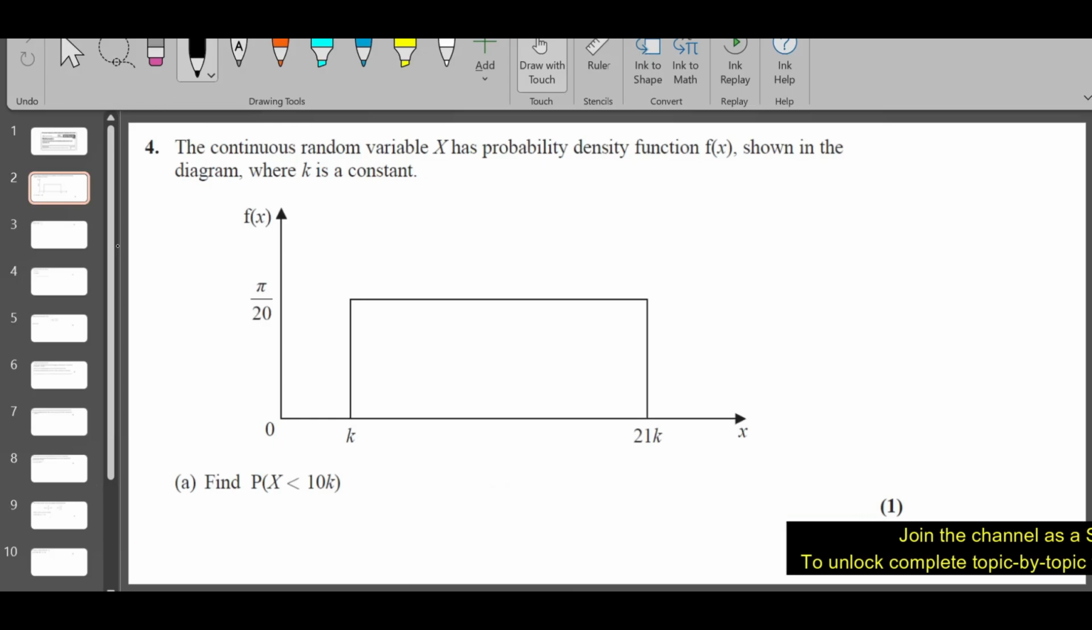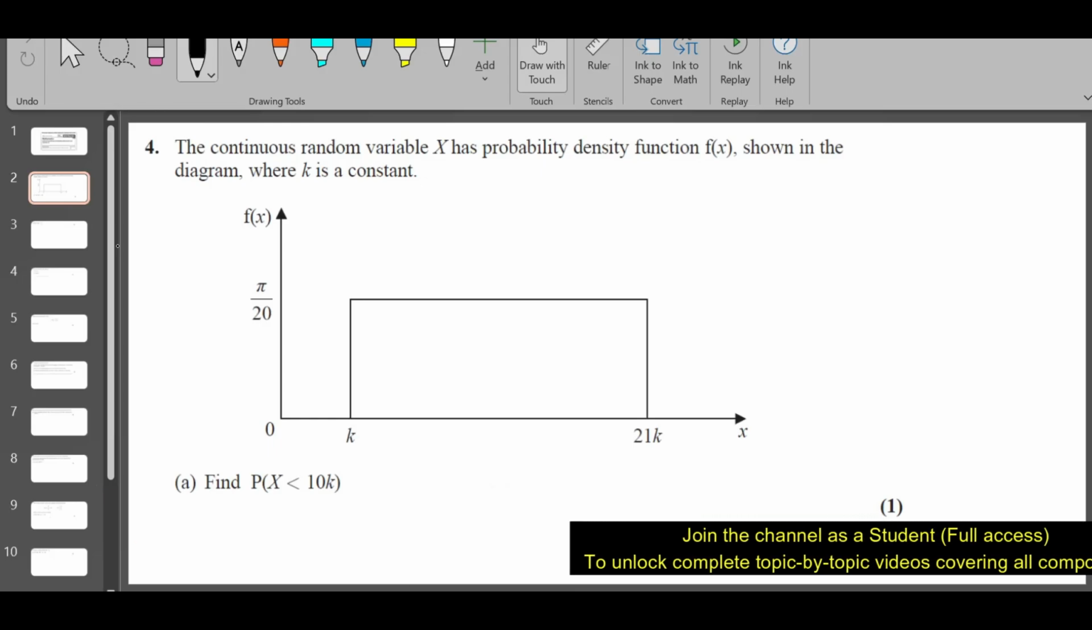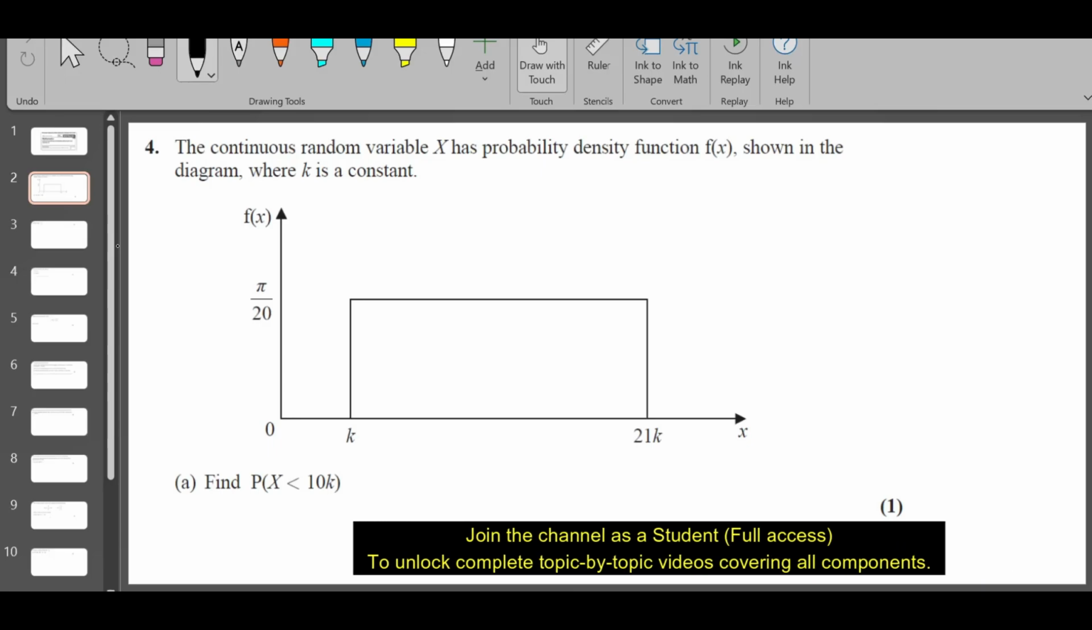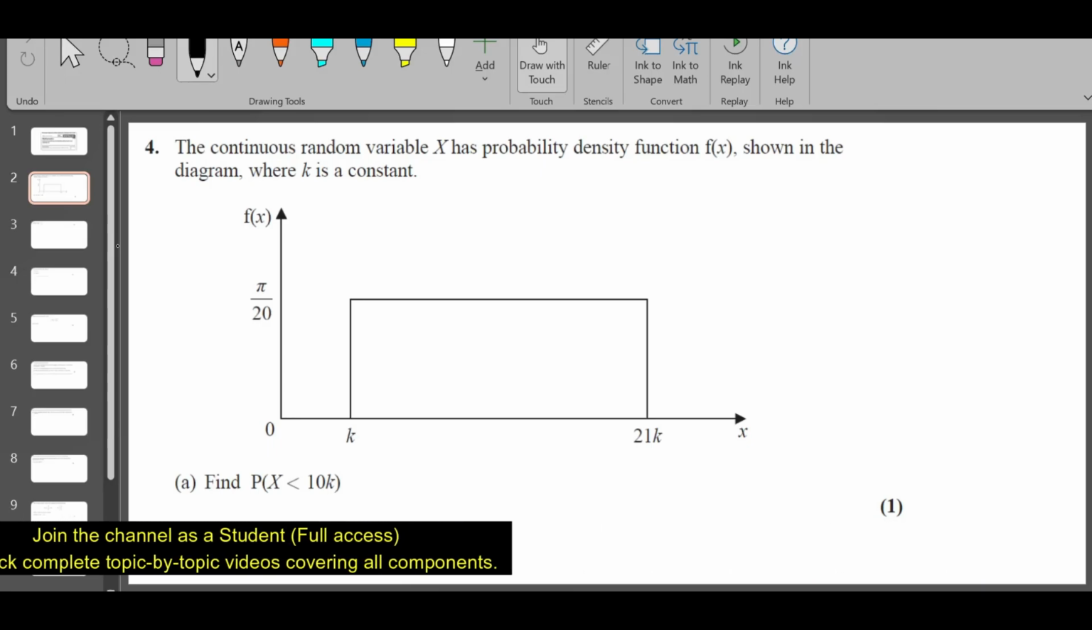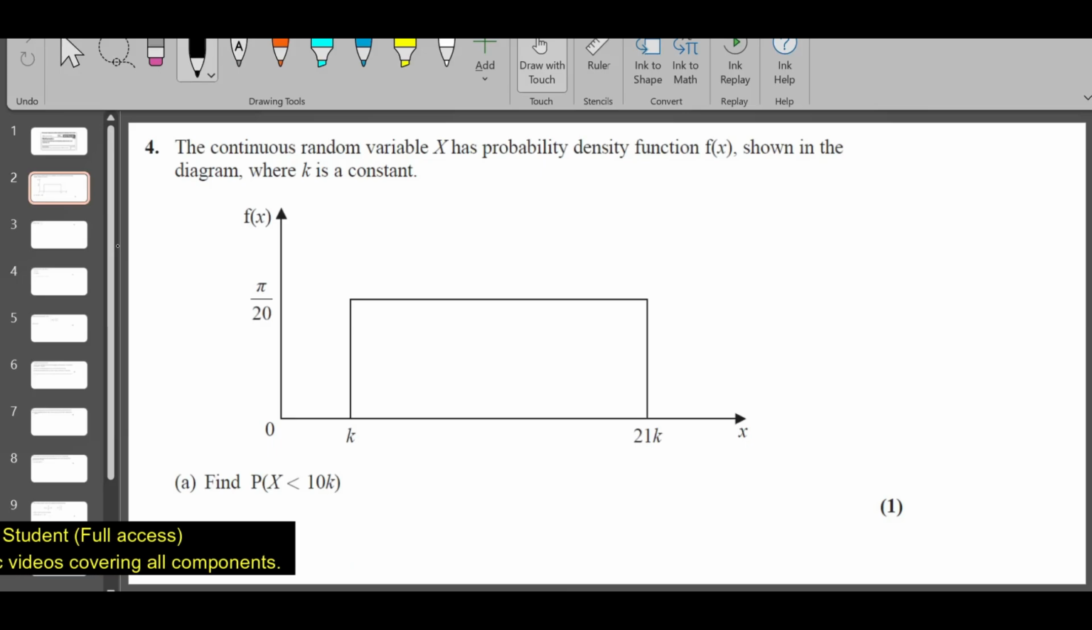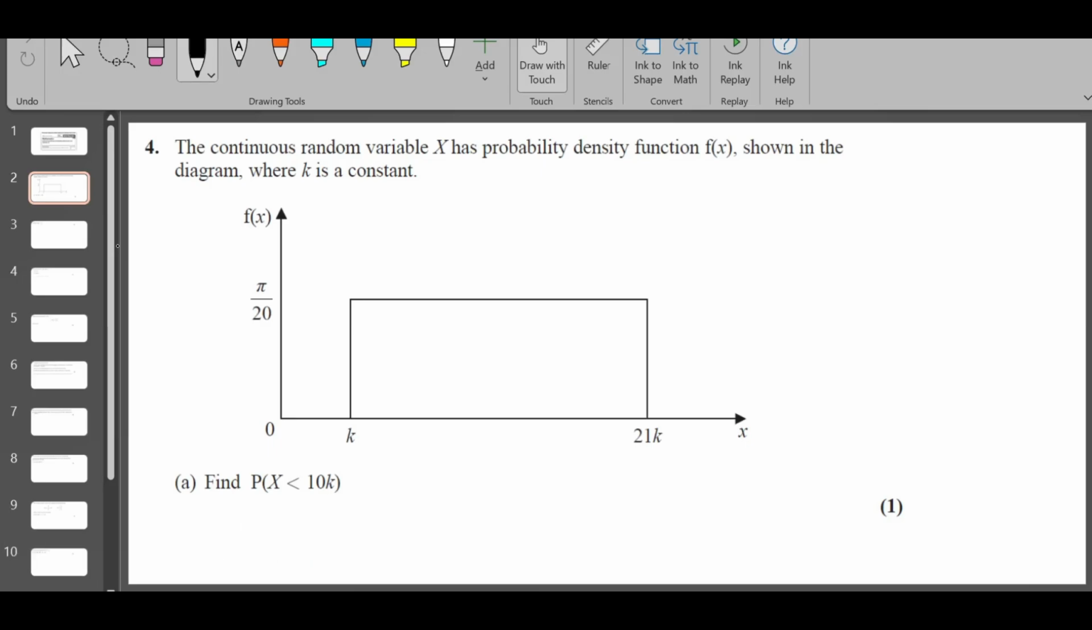The continuous random variable has PDF f of x, and a sketch of f of x is given. Find P of X less than 10k. We know this is a straight line, so definitely it's a continuous uniform distribution, right? This point will be, even though it's given as pi over 28, if you take it as a and b, this point will be 1 over b minus a, right?